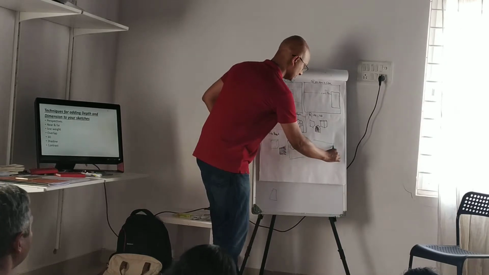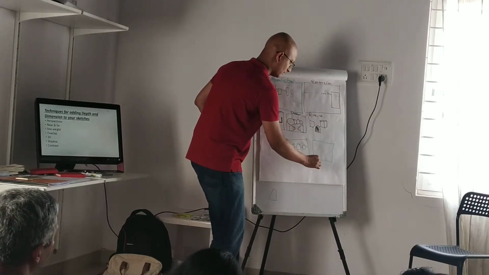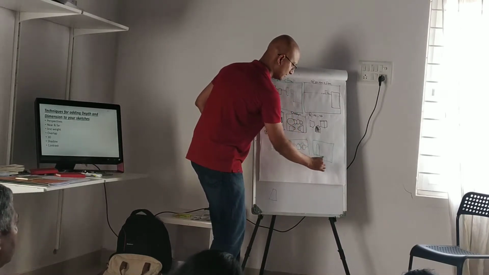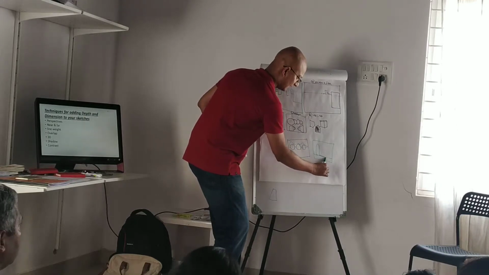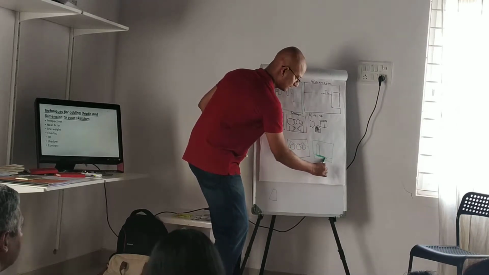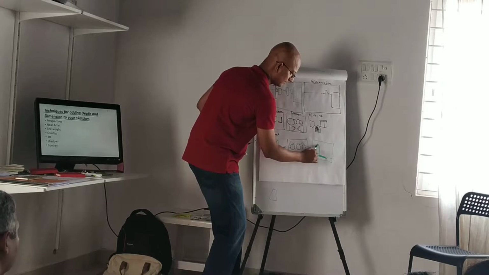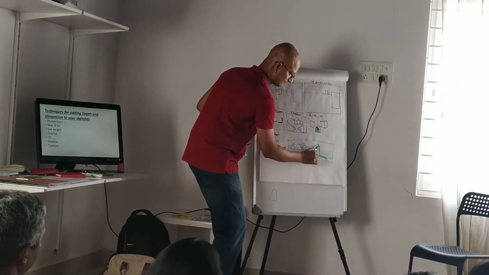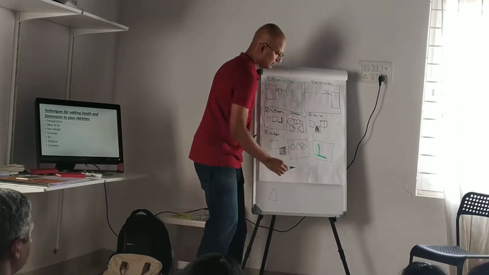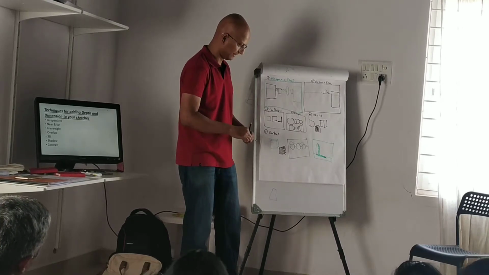So if you have an object that is standing here, then adding a little bit of shadow to it also gives a dimension, some depth to it, right?